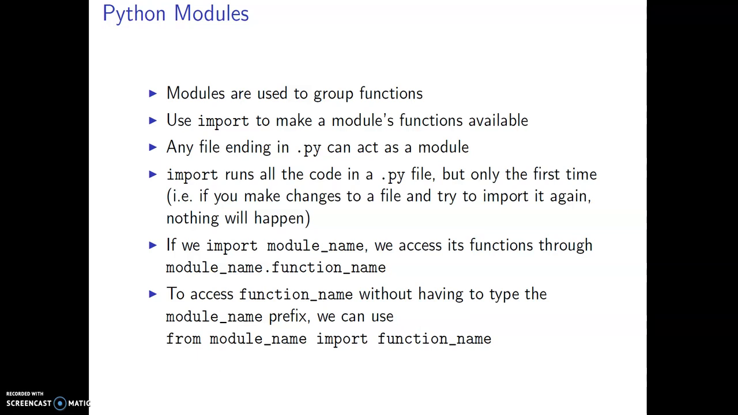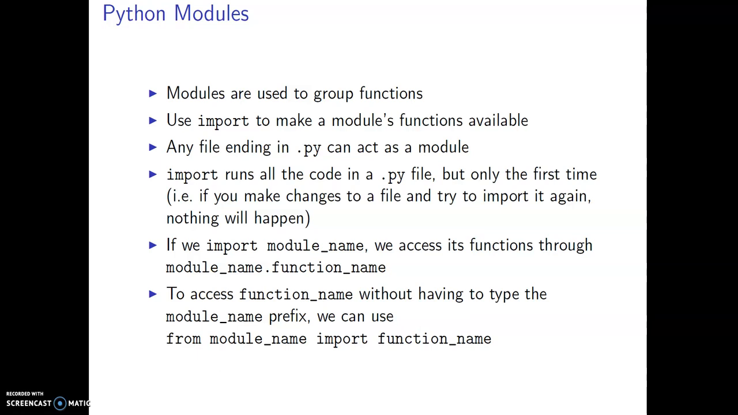If we import some module underscore name, we access its functions using that name. So notice if I have a function called function underscore name within my module called module underscore name, I reference that function by using the syntax module name dot function name. Really important. You'll see this happening all the time. There are going to be some nuances that we add to this in just a moment as well, because sometimes module names are really not convenient, and we can do things to make them more convenient.